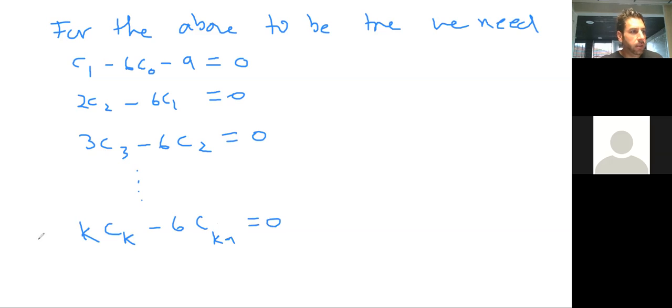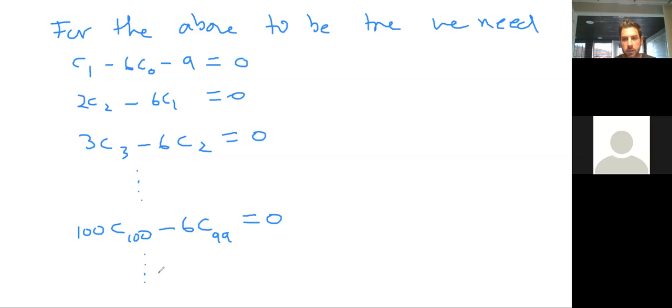Actually, let me not write out the generic one yet. Let me be a little more clear so we can follow along. I know this is sometimes very overwhelming. So say we're out at like the 100th guy. What's that look like? The 100th guy might look something like 100 c sub 100 minus 6c sub 99 has to be 0. So we need this to happen. So we can summarize all this, and we'll do that on the right-hand side.